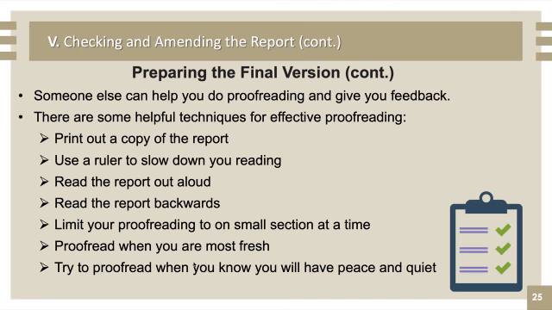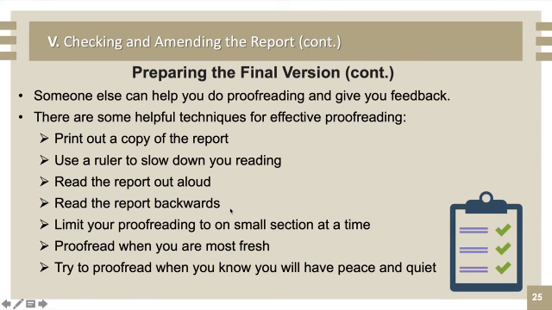And here are some useful techniques for proofreading. First, print out a copy of the report because it is easier to read off paper than off screen, and it is easier to mark the mistakes on paper, and you can easily see those mistakes and change and amend them. And second, use a ruler to slow down your reading so that you can read line by line. And third, read the report out aloud. It slows down your reading and you can listen to how it sounds.